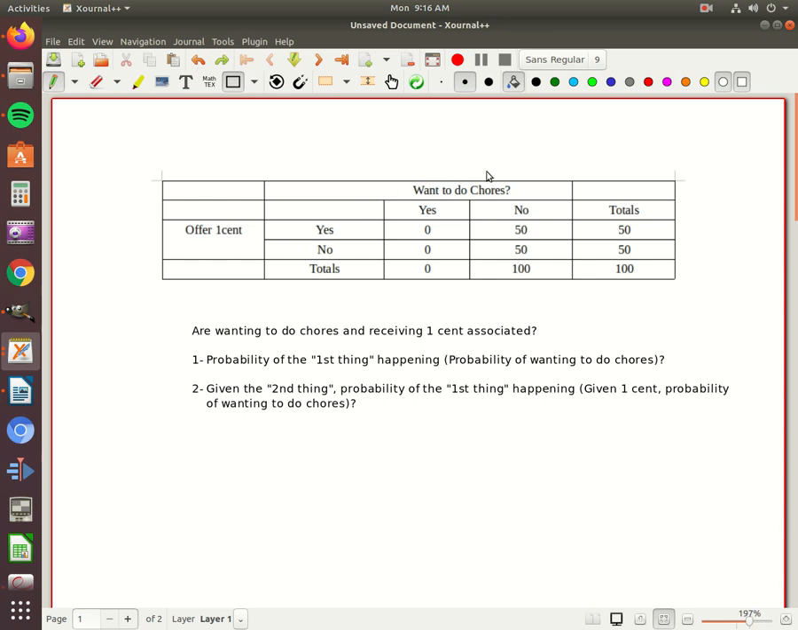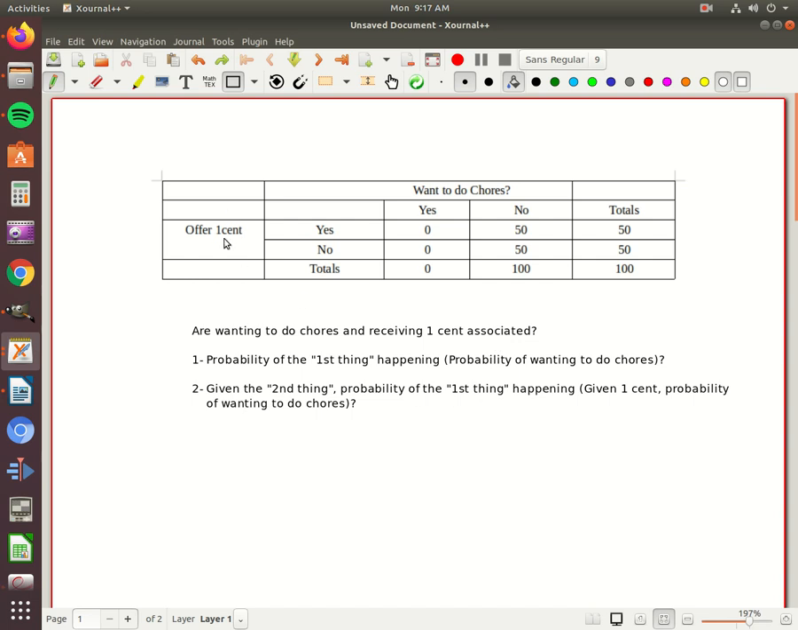I would expect the numbers to look something like this. By the way, I have to have kind of control, right? So I offer a penny to half the kids. So half the kids get offered a penny and half the kids don't get offered a penny. And I want to see, does offering a penny affect whether or not people want to do chores? Is there an association? And that's really what this chapter is about. If we take two things and we look at them together, does the one thing affect the other thing?